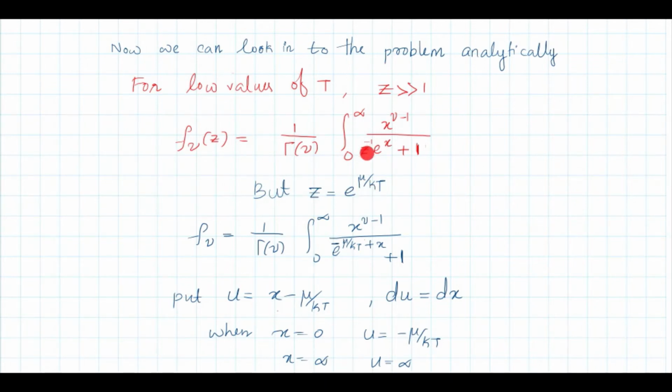Substitute here, you will get f nu equal to 1 by gamma of nu, integral 0 to infinity, x raised to nu minus 1, e raised to x minus mu by kt plus 1. For this variable, put u. U is equal to x minus mu by kt. Then du becomes dx, and as x tends to 0, u tends to minus mu by kt. As x tends to infinity, u tends to infinity.